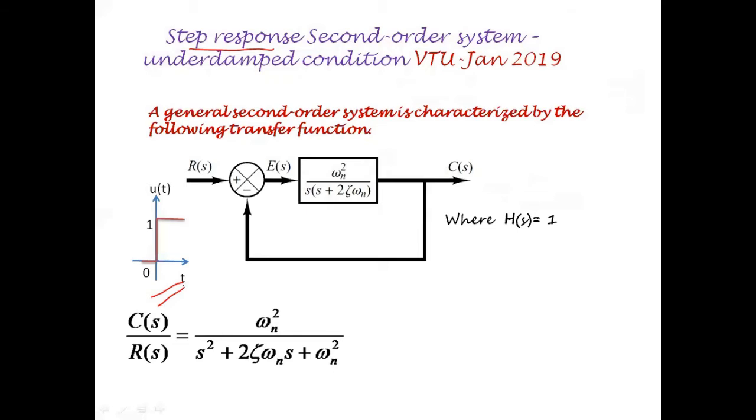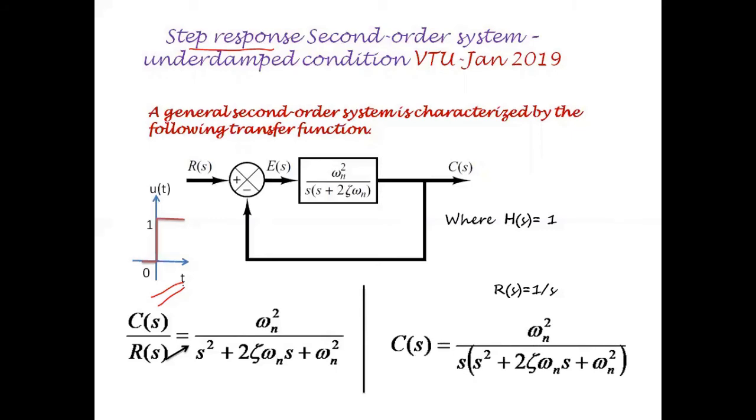So now the transfer function C of s by R of s is given by omega n square divided by s square plus 2 zeta omega n s plus omega n square. So now let me substitute for R of s. The given input is a step input. So the Laplace transform of the step input will be 1 by s. So I can take R of s to be 1 by s. And let me substitute R of s as 1 by s in this expression. So I get C of s equal to omega n square by s into (s square plus 2 zeta omega n s plus omega n square).